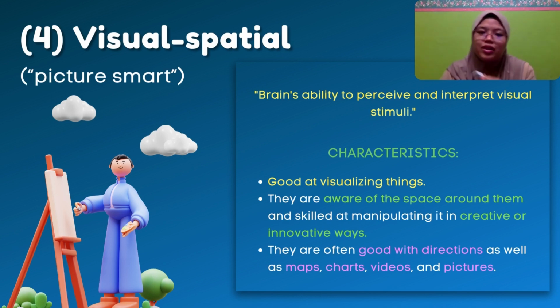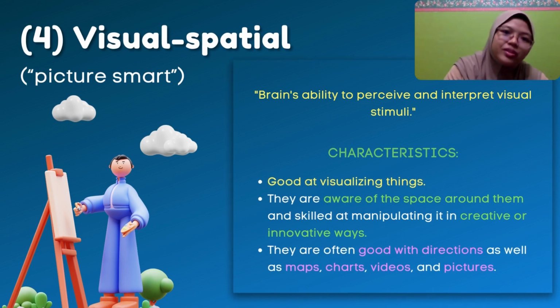The characteristics of this intelligence: they are good at visualizing things. They are aware of the space around them and skilled at manipulating it in creative or innovative ways. They are often good with directions, maps, charts, videos, and pictures. Just give them these activities and they will get excited if they do them in the classroom.